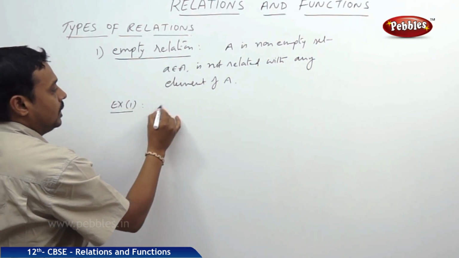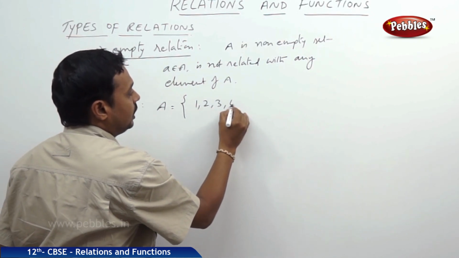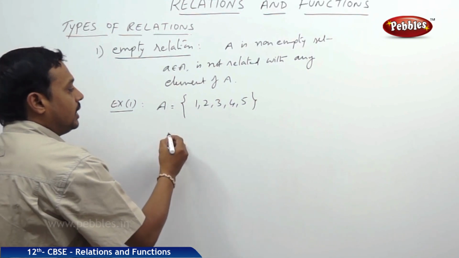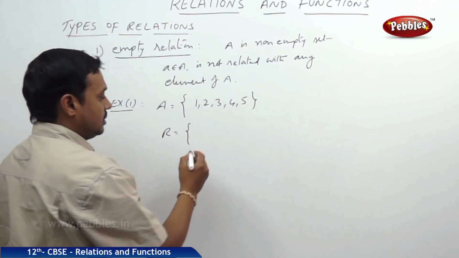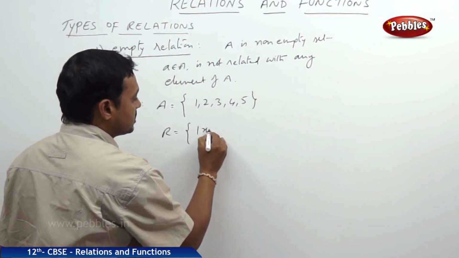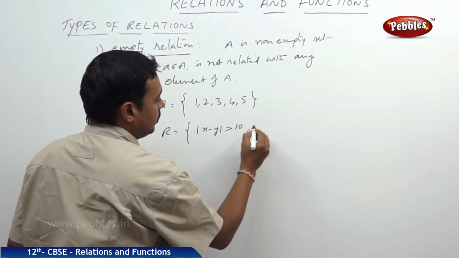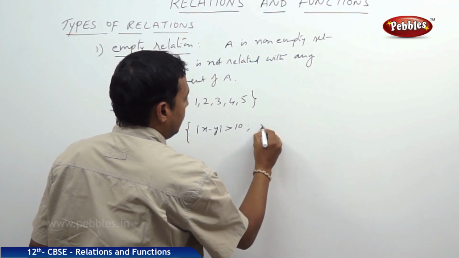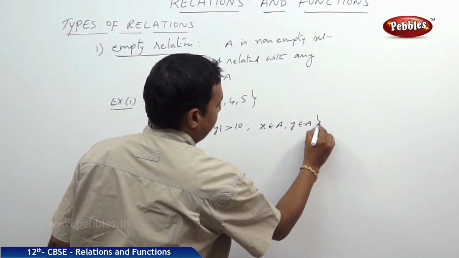One example. Suppose the set A is equal to {1, 2, 3, 4, 5} and one relation is defined like this: modulus of x minus y is greater than 10, such that x belongs to A and y belongs to A.